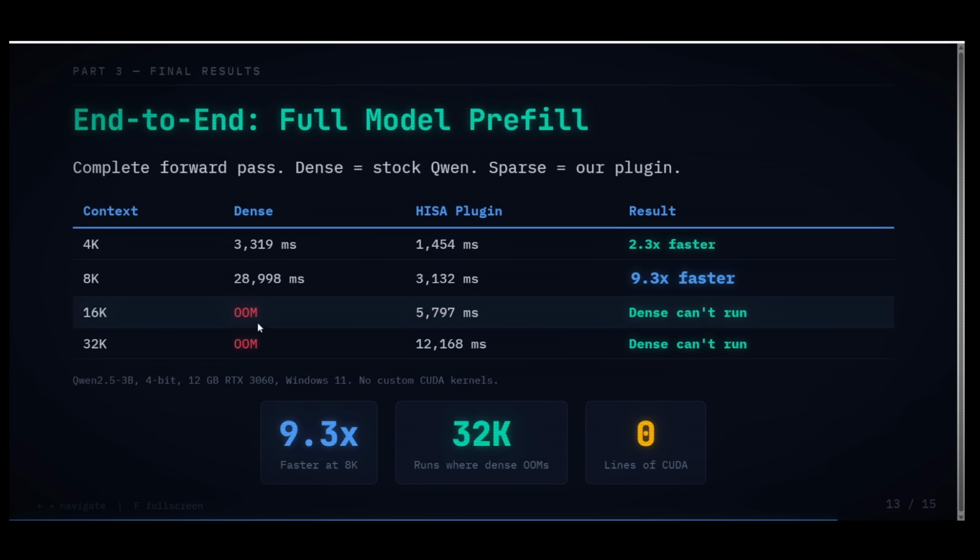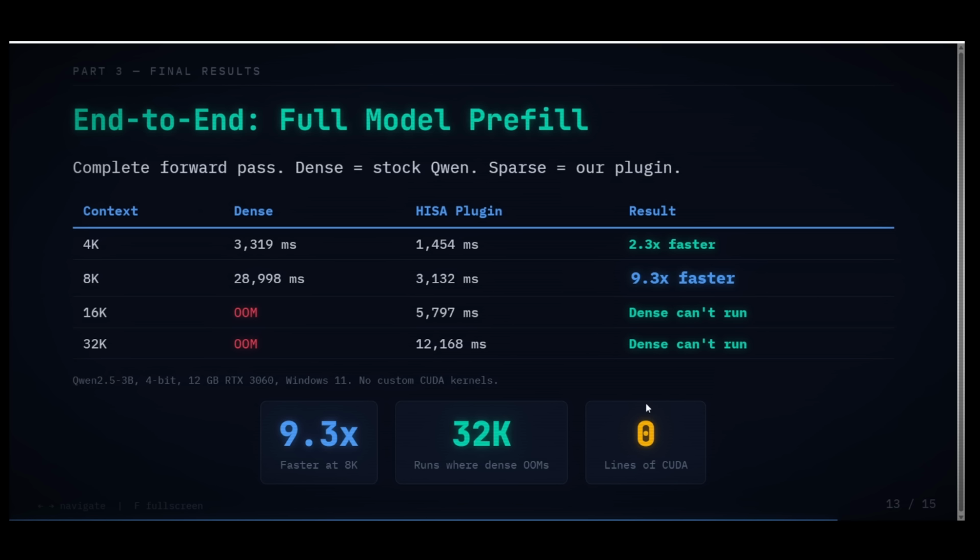And kind of interesting, at 16,000 and 32,000, I wanted to run more tests, but the actual stock version crashed on me. And this is just because it couldn't run on my GPU, my 12 gig GPU. But we were able to actually run through the full test when I had the plugin enabled, which is kind of interesting. It kind of suggests that this method doesn't just make the model faster, it lets it handle context lengths that it physically couldn't before. And keep in mind, this is all with 0 lines of custom CUDA code. This is pure PyTorch running on Windows on my consumer GPU.